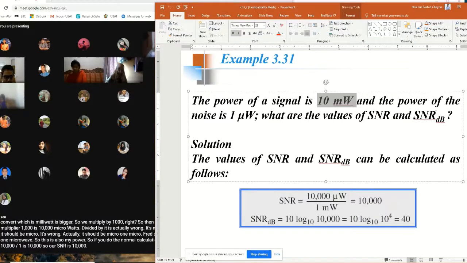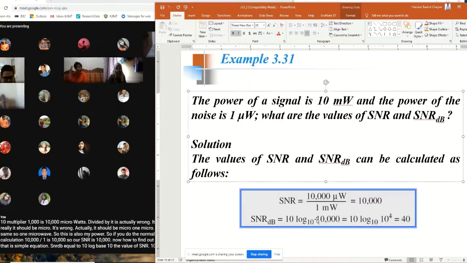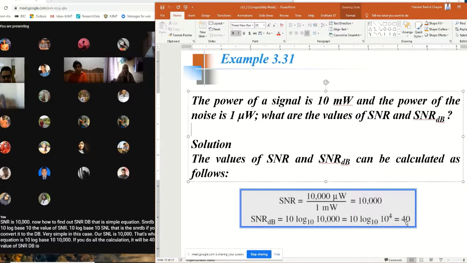Now how to find out the SNR dB? Very simple equation. SNR dB equals 10 log base 10 of the value of SNR. That is the SNR dB if you want to convert it to dB. In this case, our SNR is 10,000. That's why the equation is 10 log base 10 of 10,000. If you do all the calculation, it will be 40. So the value of SNR dB is 40.